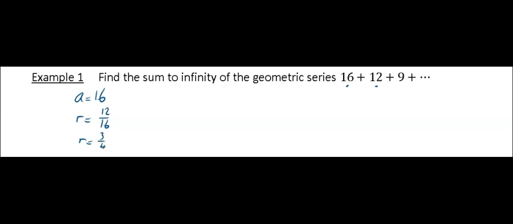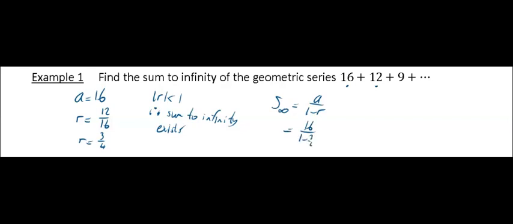Okay, so first of all, modulus of r is less than 1. Therefore, the sum to infinity exists. So we'll just write that in, and then we'll just get cracking. So your sum to infinity is a over 1 minus r. So in this case, that's going to be 16 over 1 minus 3/4. And again, I'll just go over here and finish that off.